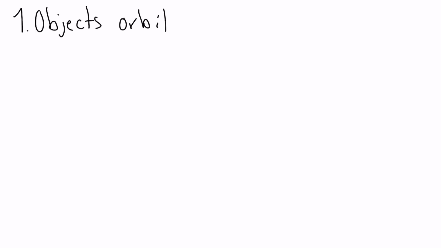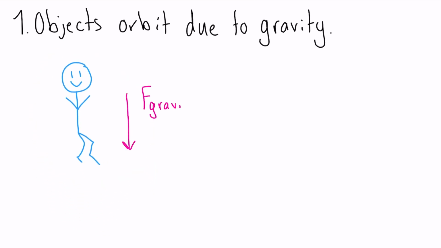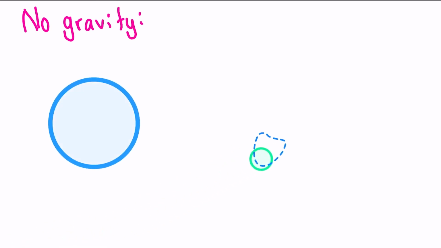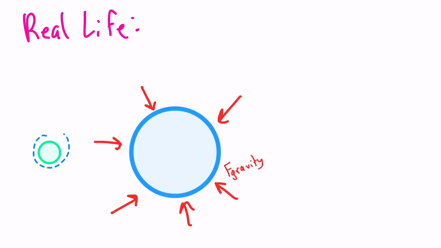First off, objects stay in orbit because of gravity. You might know gravity as the force that pulls you back down to the ground when you jump, but it plays a key role in orbital mechanics as well. If there were no gravity, then an object flying past a body would keep going in a straight line. However, as it approaches a body with a significant gravitational force, the force of gravity pulls it into orbit around the body. Likewise, an object that's already in orbit is prevented from flying off by the force of gravity.